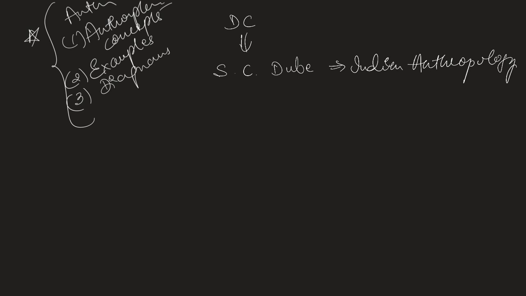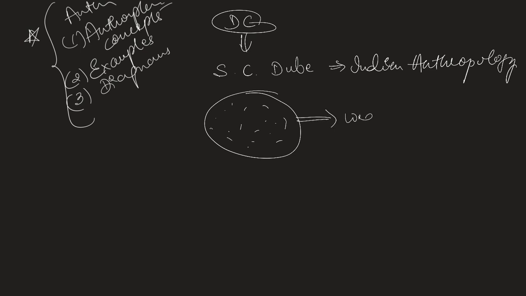Third is diagrams. So these three play a major role in scoring high in anthropology. Okay. Next, coming to the point, S.C. Dubey. What did he say? He said, in the present era, do you think dominant castes actually work? In a dominant caste, say this is the number of people in the dominant caste. Not all of them are equal in wealth or in education. There is always going to be one person who is dominant in this dominant caste as well.